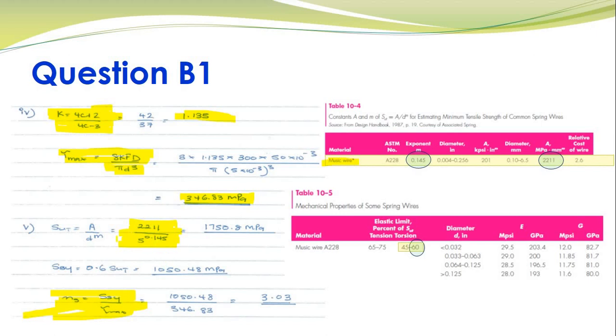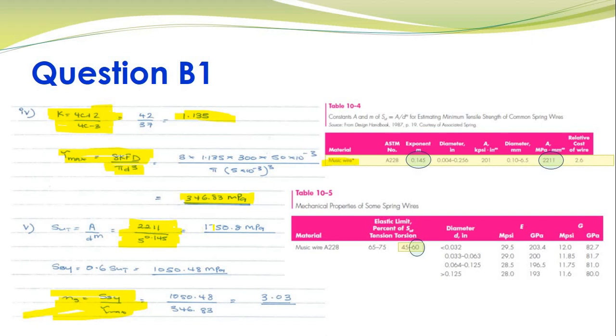So be very careful. Most of the time students make mistakes here, because instead of using your wire diameter in mm, they convert it to meters, and once they do this division, this value becomes too large. So be very careful that when you use this equation, your wire diameter has to be in mm, and the reason it has to be in mm is because the unit for A is in megapascal mm. So that's why your wire diameter has to be in mm. Once you substitute these values, you get your Sut.